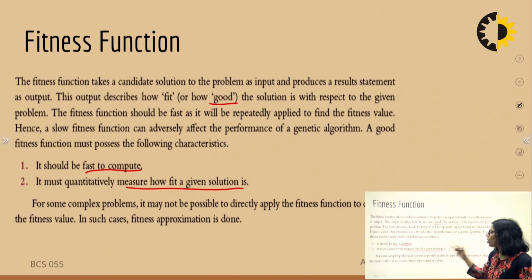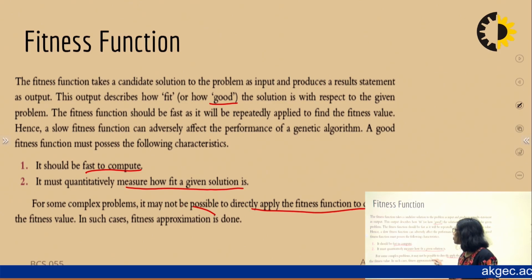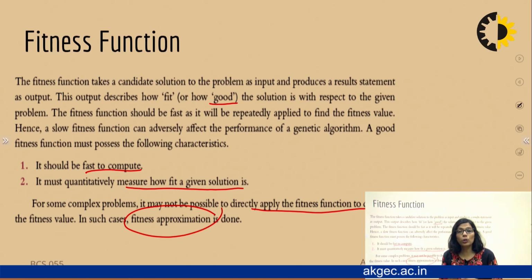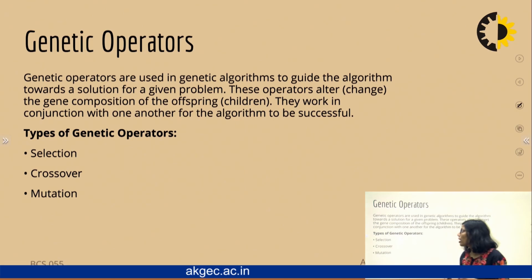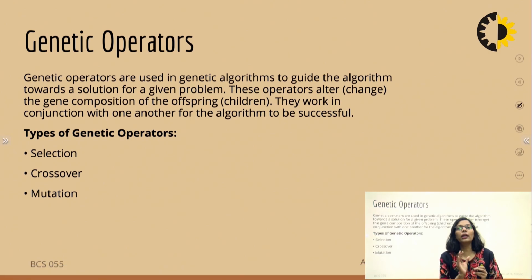For some complex problems, it may not be possible to directly apply the fitness function to calculate the fitness values. In such cases, we use fitness approximation. So sometimes it's not possible to give exact values through the fitness function, and in such cases we use fitness approximation. Next, after we have represented the solution in our genotype, the next step was to give them a number based on their capability, and that number is known as the fitness number.